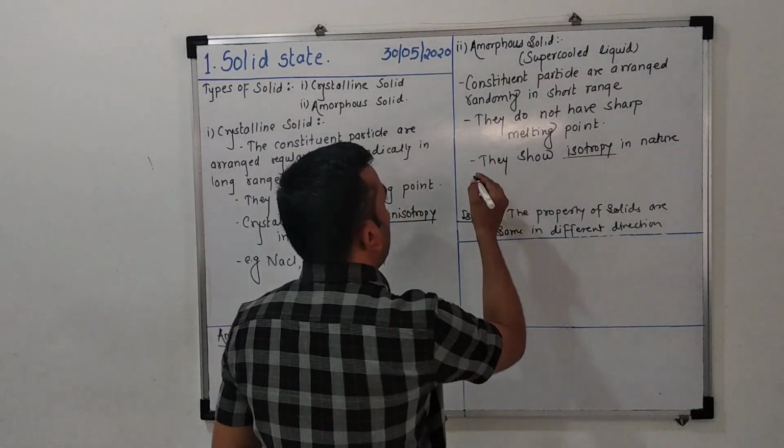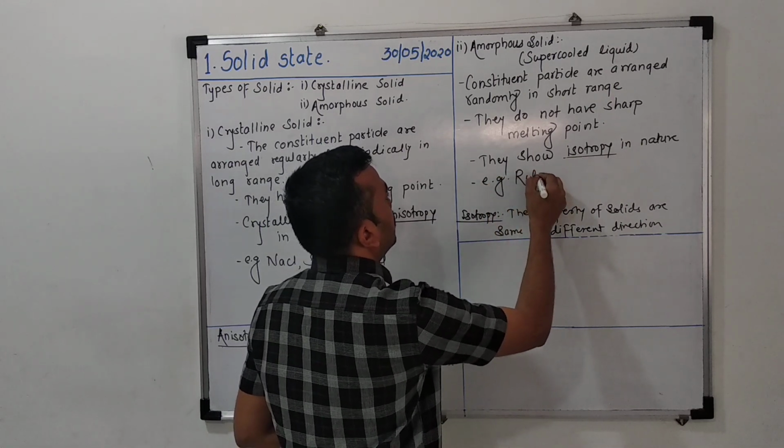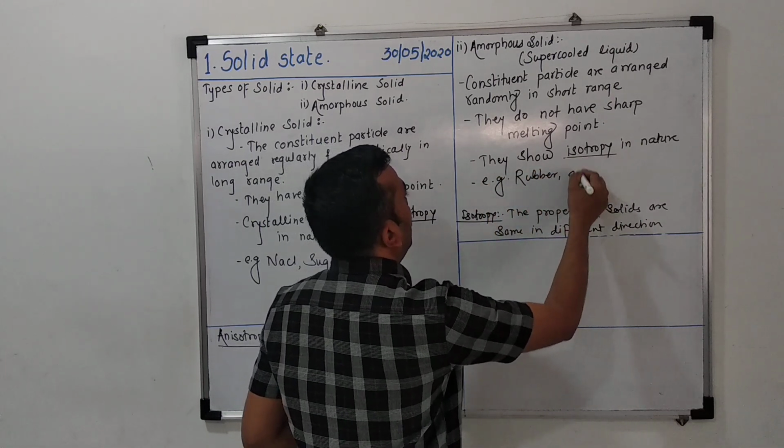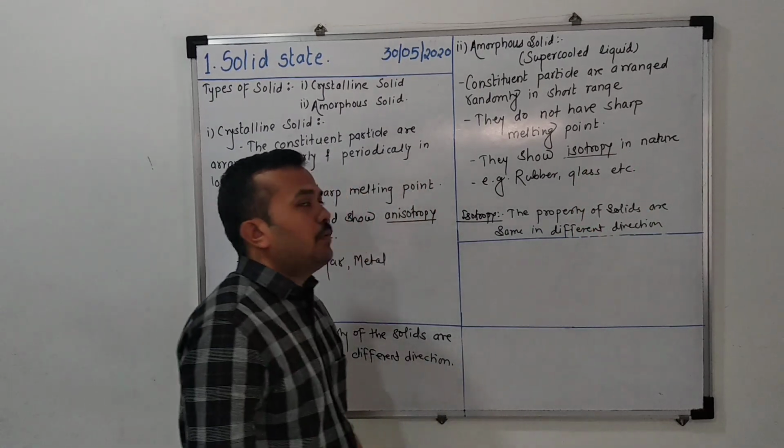What are the examples of amorphous solids? Rubber, glass, etc. Tar is also an amorphous solid.